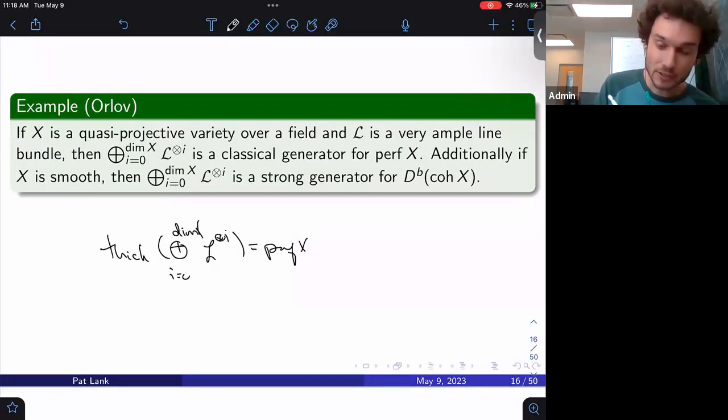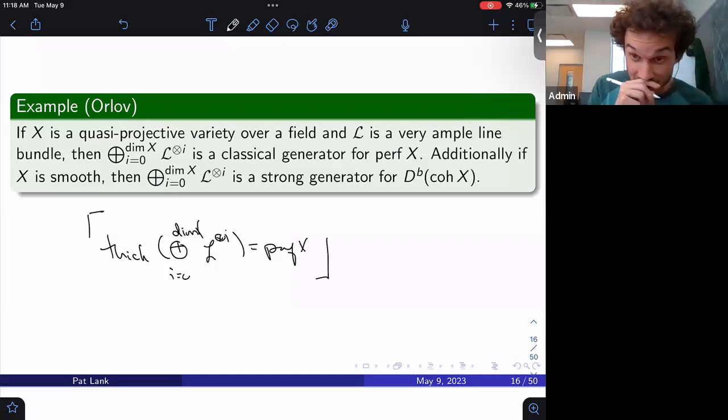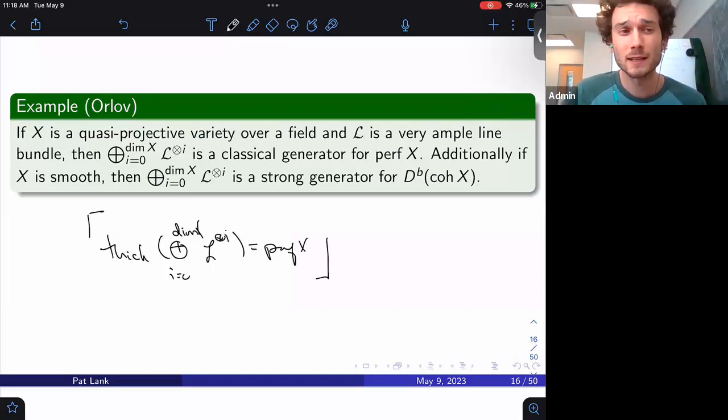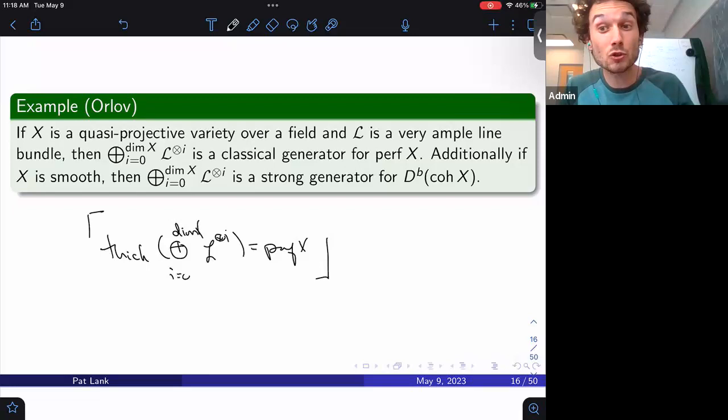Also, this is a very important example to keep in mind because later we're going to see, all right, quasi-projective varieties, perfect complexes have a natural choice for a classical generator. We're going to see how to, in some sense, translate this classical generator for perfect complexes into a strong generator for the bound derived category in the singular setting without assuming X is smooth or anything of that sort.